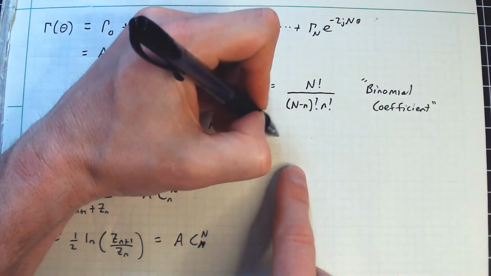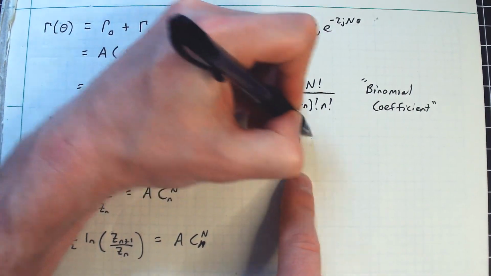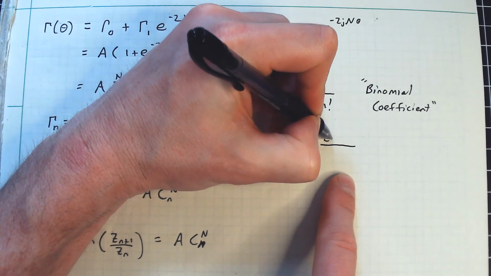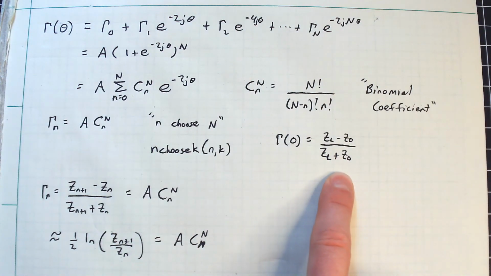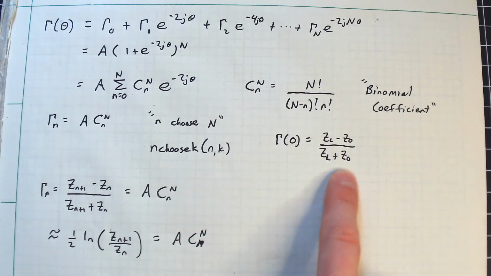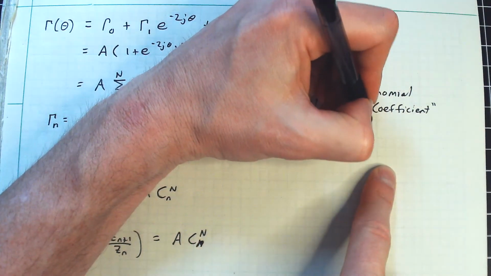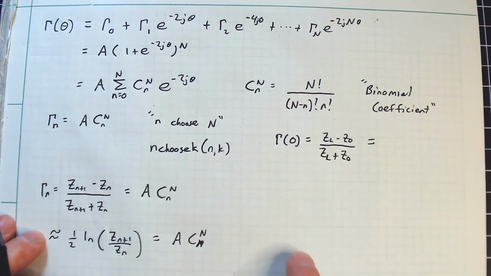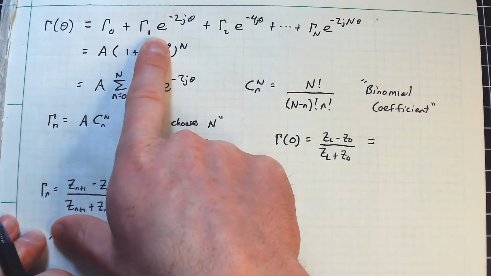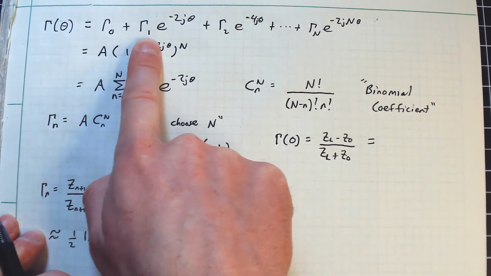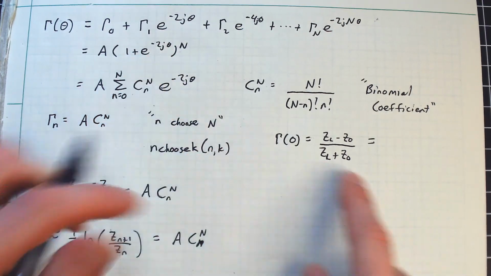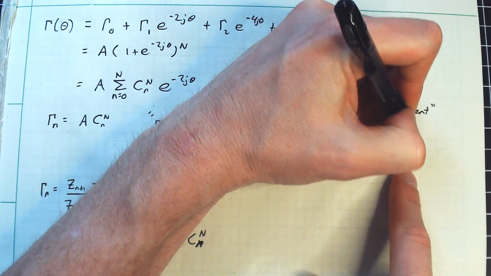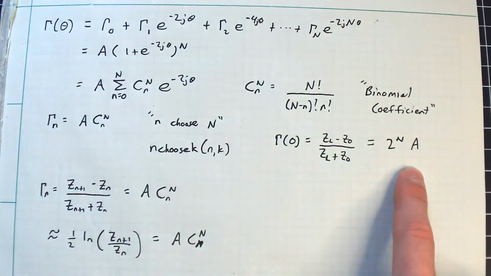So what we're going to do, we'll come over here, the implication is gamma of 0 is equal to z sub L minus z naught over z sub L plus z naught. Okay? And at least in the limit as theta approaches 0, that's basically what you get. And this is going to equal, we're just going to plug into this term here, put in a 0 for theta, you see that goes away, and I just get 1 plus 1 to the n, okay? So you see I get 2 to the n times a here, okay?